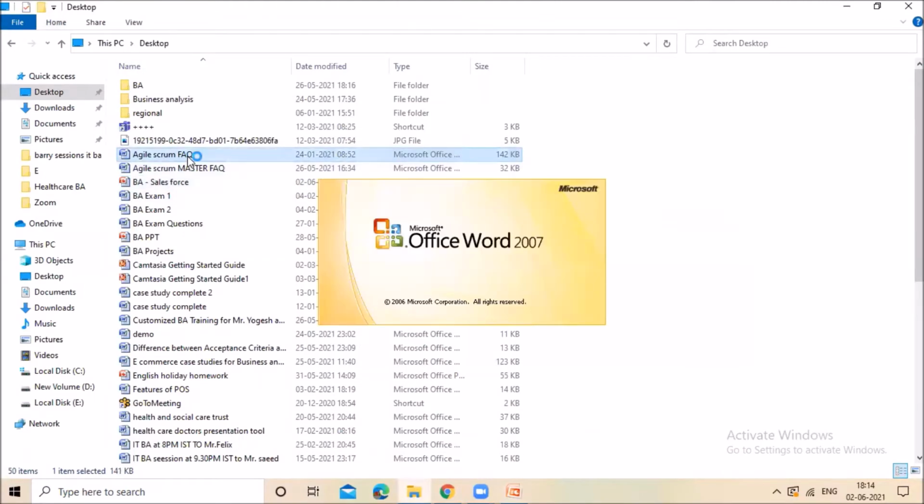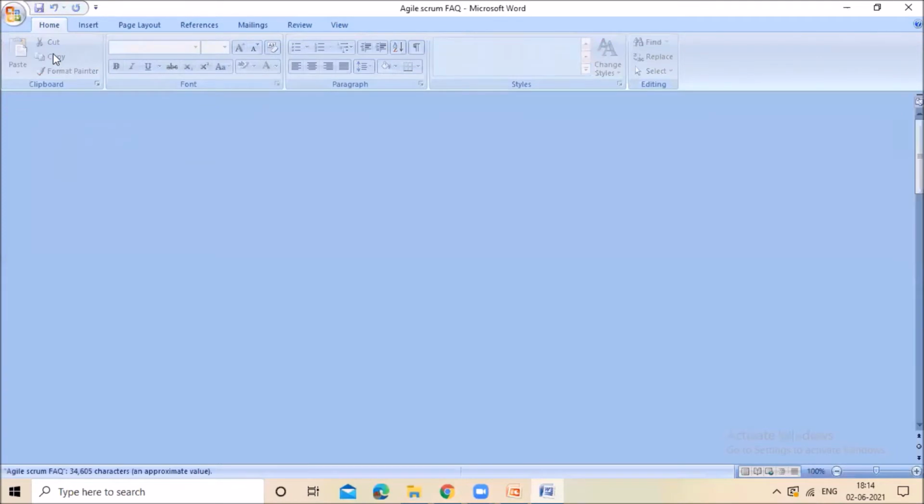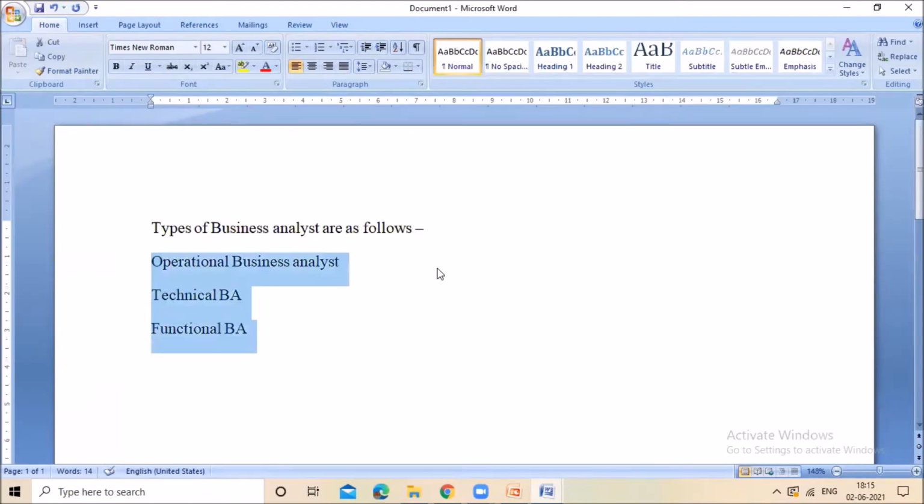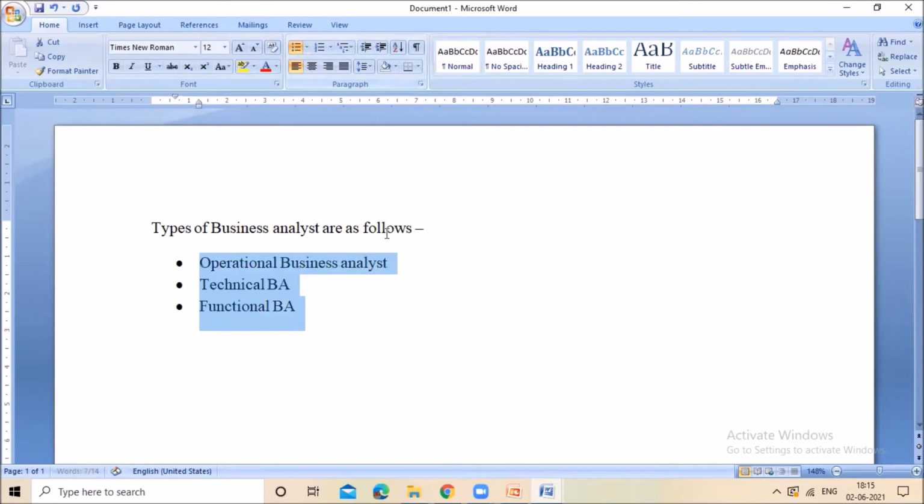Let me explain to you in the Word document so that I'll just write it down here. Now, what is meant by operations business analyst? Operations business analyst means who works on the operations of the business process. For example, there is a business process which was laid down, to make people understand about the business process. Whatever operational processes we are performing here, all these things come under operational BA.